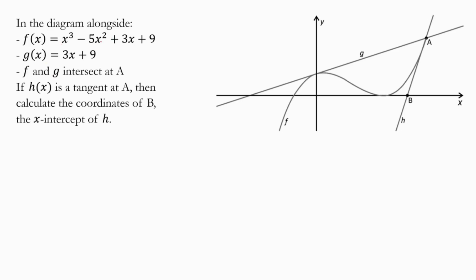In the diagram alongside, f of x is equal to x cubed minus 5x squared plus 3x plus 9. Then g of x is equal to 3x plus 9. It's a straight line. And then f and g intersect at A. If h of x is the tangent at A, then calculate the coordinates of B, the x-intercept of h.